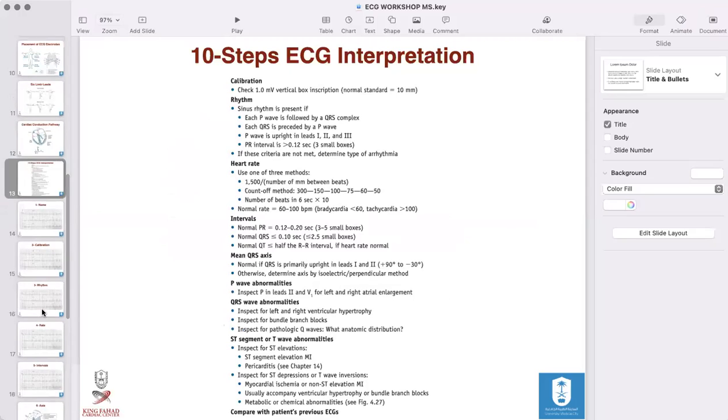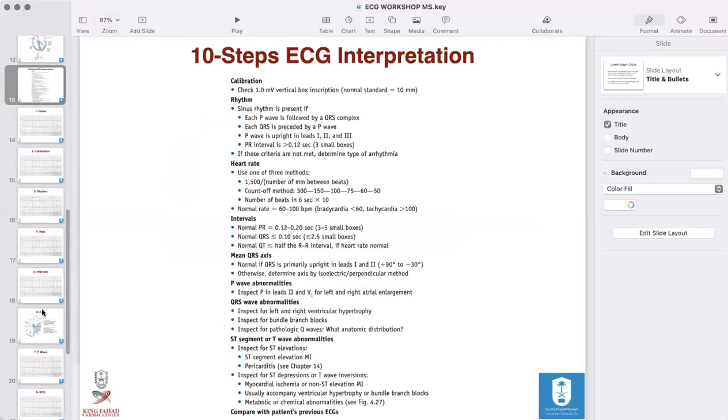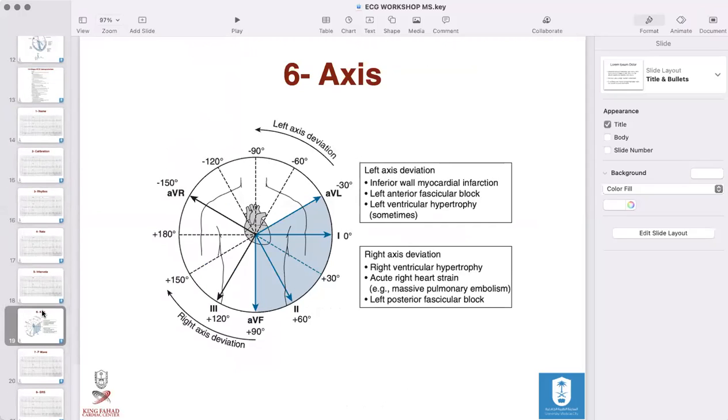Then you're going to measure the axis. Before we go to the ECG, I just wanted to cover what a normal axis is. So this is a normal axis. If you look at aVL, aVF, anything between -30 and 90 is normal. Anything below that, from -30, is called left axis deviation.